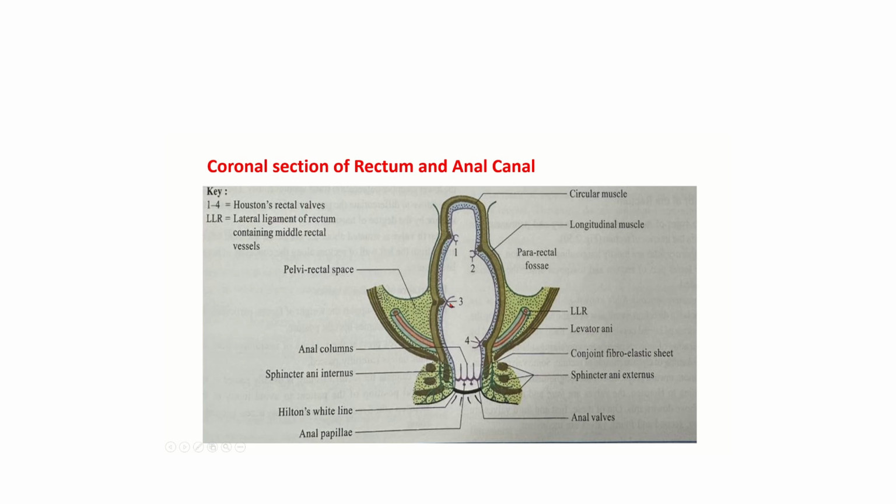There are 4 Houston valves. These are the mucosal valves, 1, 2, 3, and 4. The third one is the most constant. You can see the rectum continuing as the anal canal. You can see here, this will be the pectinate line, this will be the Hilton's line. This is the sphincter ani internus and this is the sphincter ani externus muscle. This is the lateral ligament of rectum containing the middle rectal vessels. These are the Houston's valves. The most constant of these is the third valve.